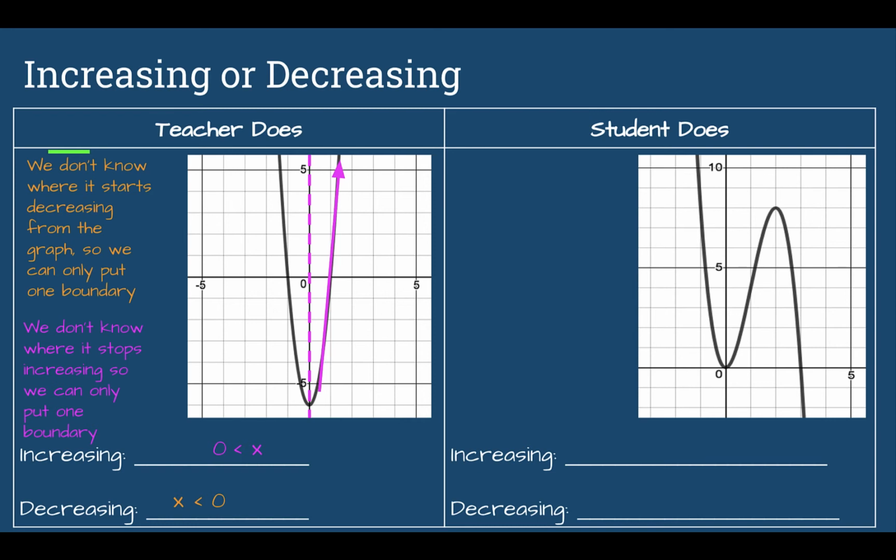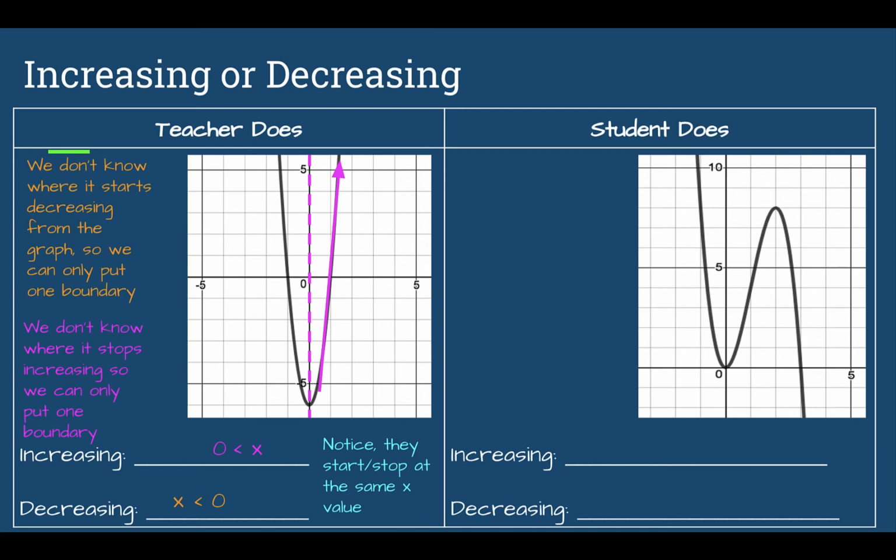So it was decreasing before 0, increasing after 0. We would have these two inequalities. One thing I want you to notice, they start and stop at the same x value. So decreasing stopped at 0, increasing started at 0. And that's going to be true for all of the graphs that we're going to look at.